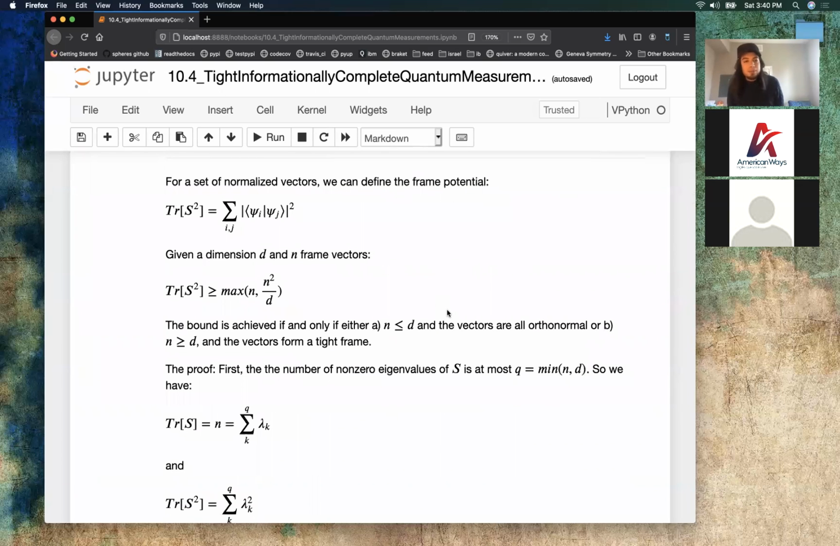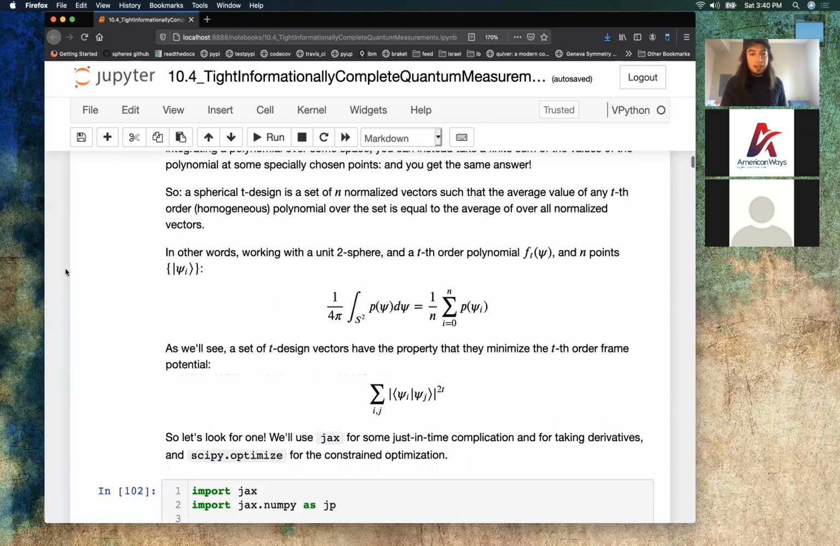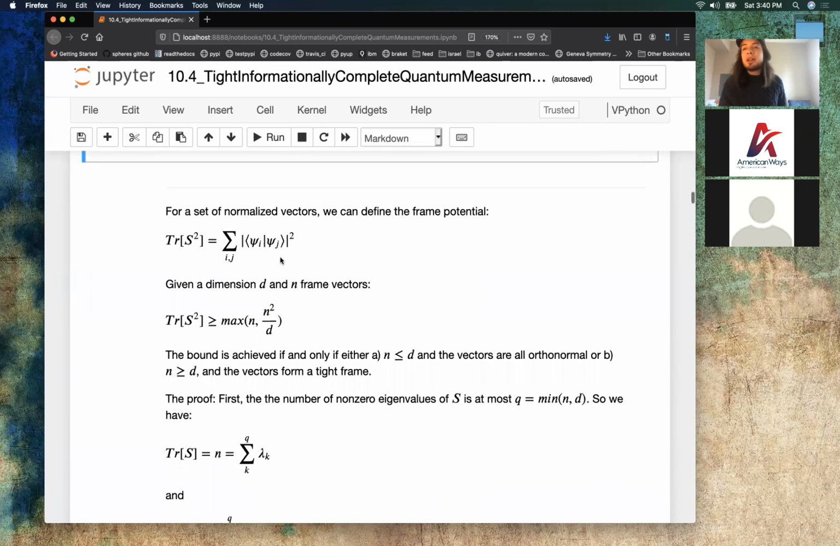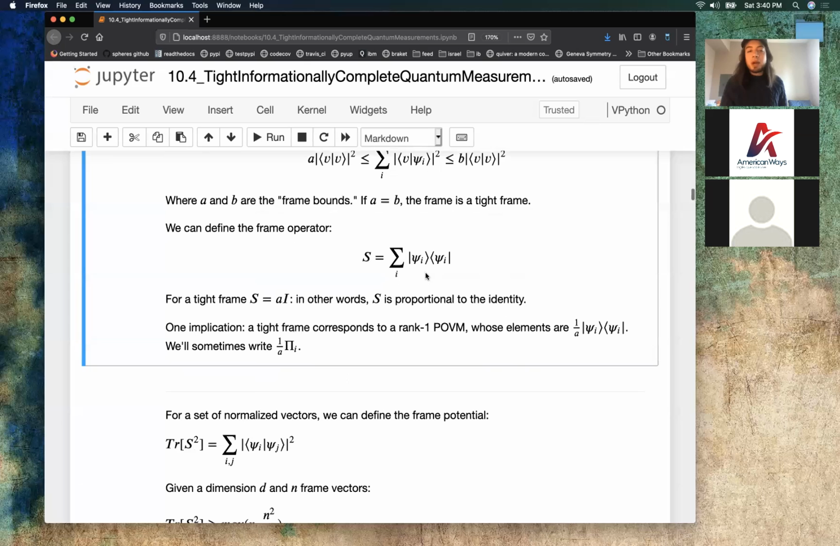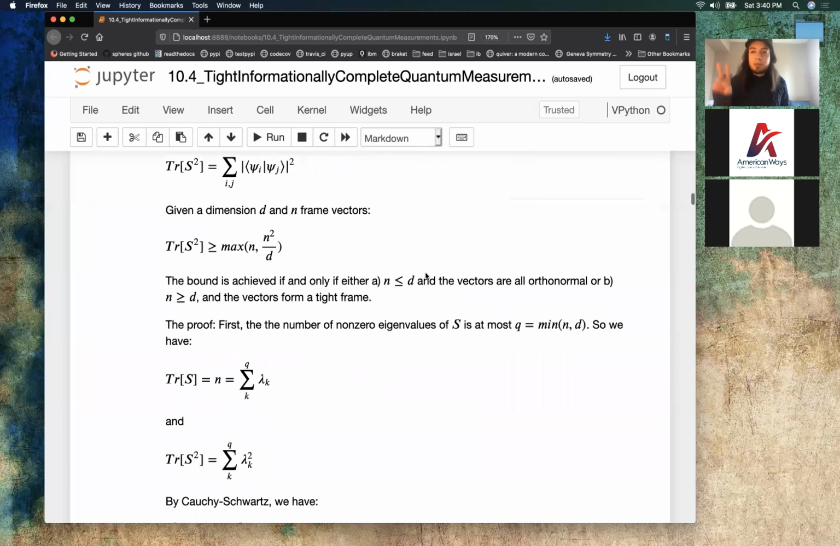So for a set of normalized vectors, we could define the frame potential. Just from looking at this, you can see it's like this where t equals 1. So really, we could say this is the t equals 1 frame potential. And ultimately, this is just the trace of the frame operator squared. So then we have a little proof here.